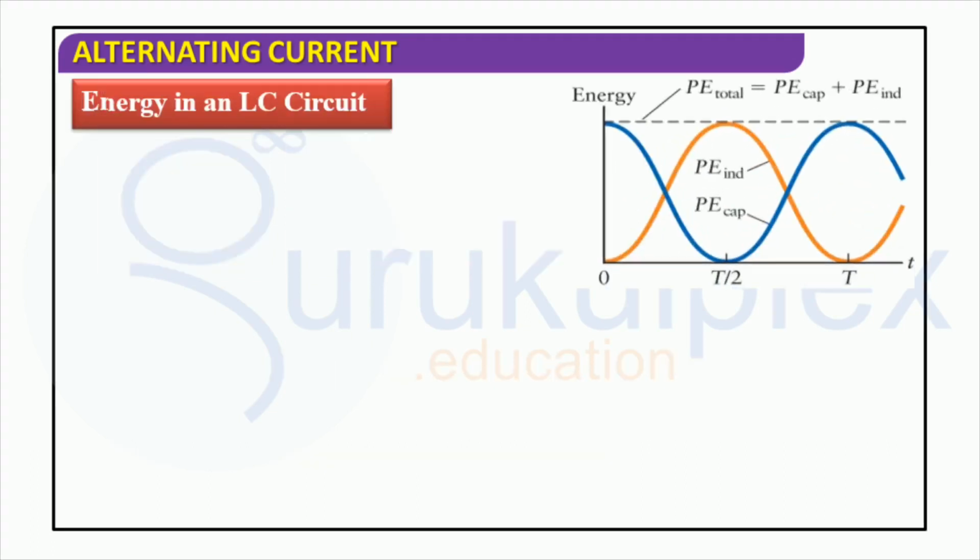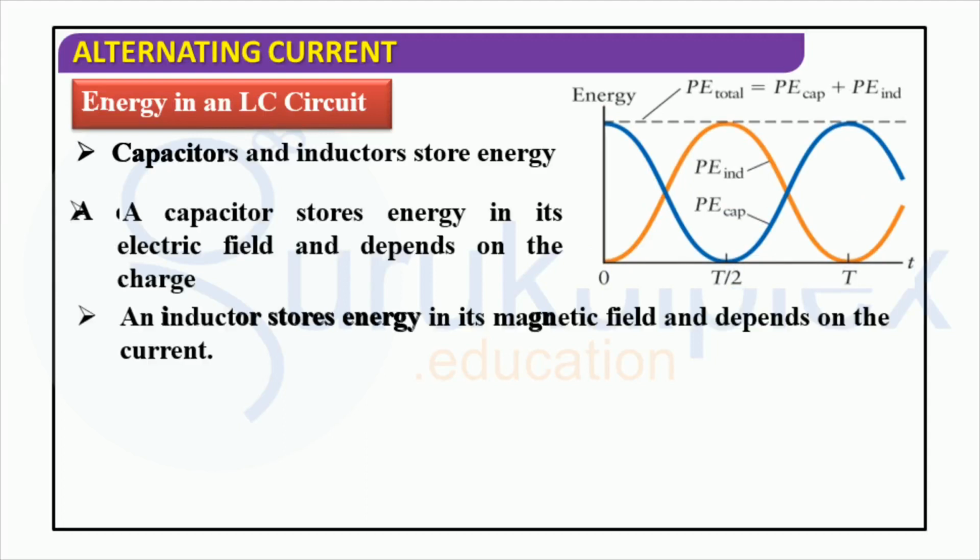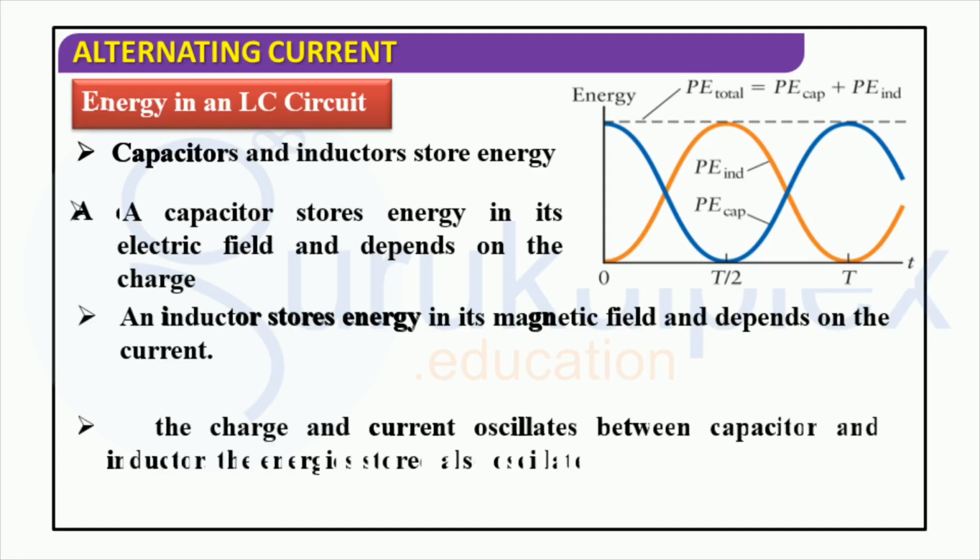In an LC circuit, capacitors and inductors store energy as charge and current oscillate between the two components. This oscillation results in a transfer of energy between the capacitor and the inductor, depending on the current and charge at any given moment. As the oscillation continues, energy fluctuates between the components, giving rise to an alternating current.